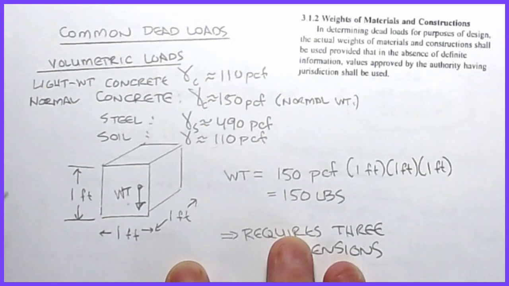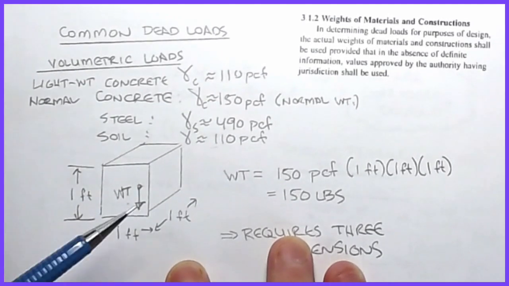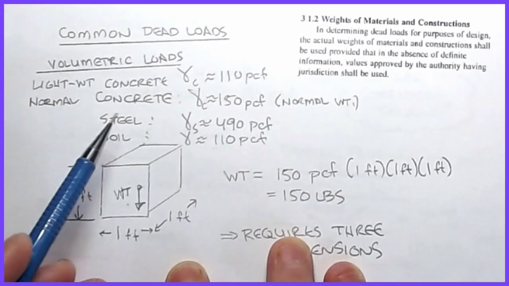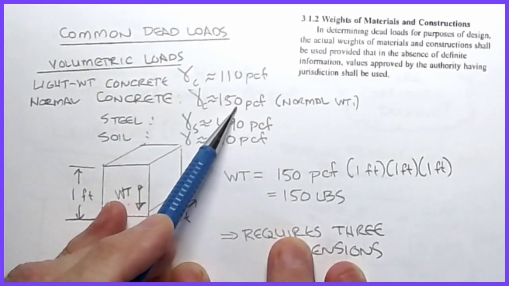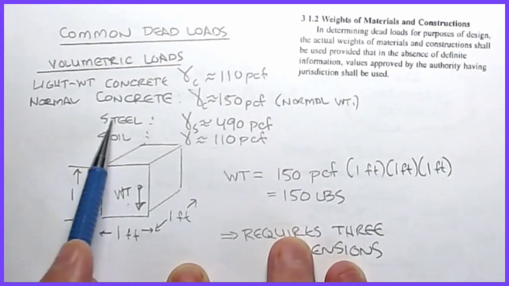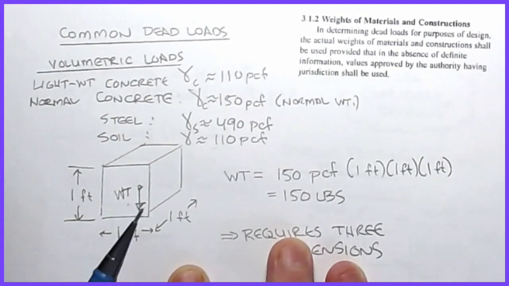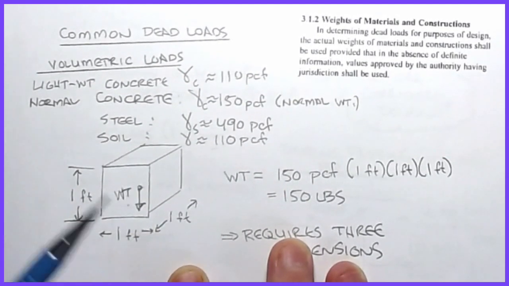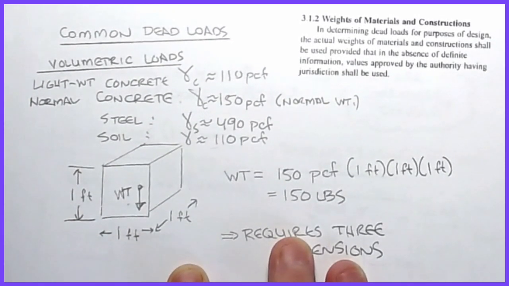Now, even within materials like concrete there's some variation, depending on the amount of coarse aggregate or the amount of sand that's in it. Lightweight concrete is typically around 110 pounds per cubic foot, whereas normal weight concrete, which is generally the most common, is probably closer to 150. Steel weighs almost 500 pounds per cubic foot, the accepted number being 490. And soil, which depends on whether it's wet or dry and all sorts of variation, is commonly accepted to be in the neighborhood of about 110.